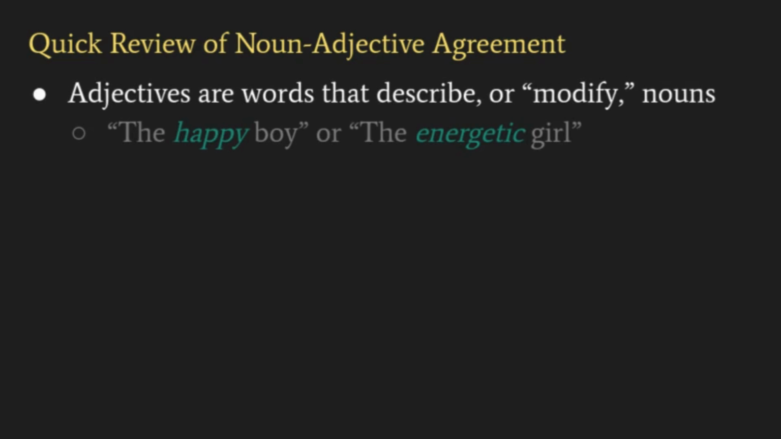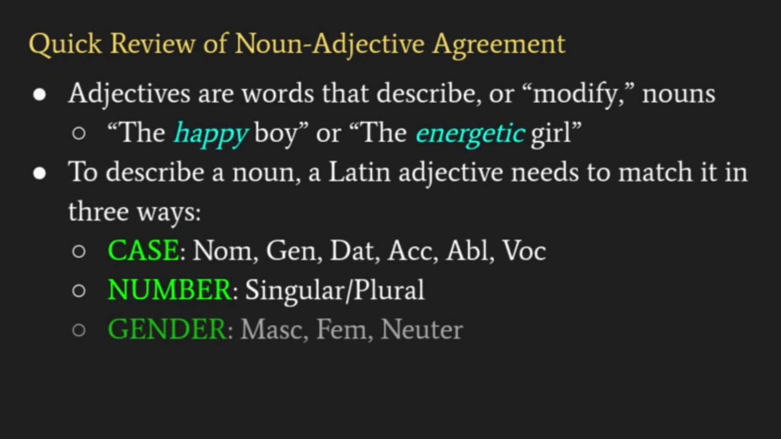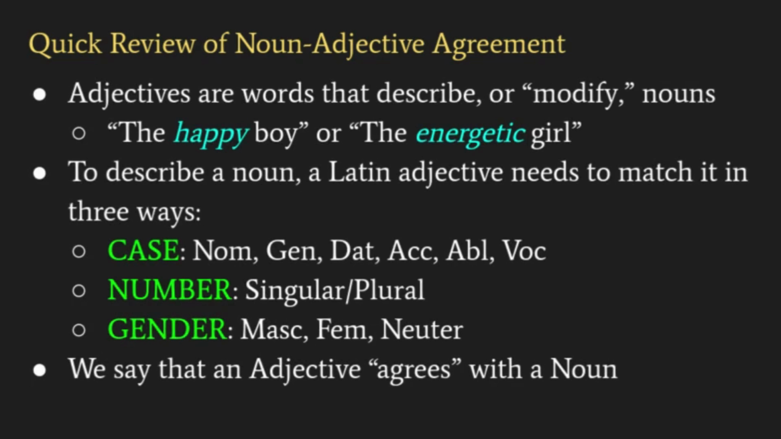So before we go too much further and do translation, let's just do a quick review of the grammar, and it's noun-adjective agreement, like I said. So this slide is the same one I showed you in chapter 16. We talked about how adjectives are describer words, right? They describe or modify nouns. So if you said the happy boy or the energetic girl, happy and energetic are adjectives that are describing boy and girl. So you're saying basically what kind of boy? Oh, the happy boy. Got it. You're describing it. That's what we use adjectives for.